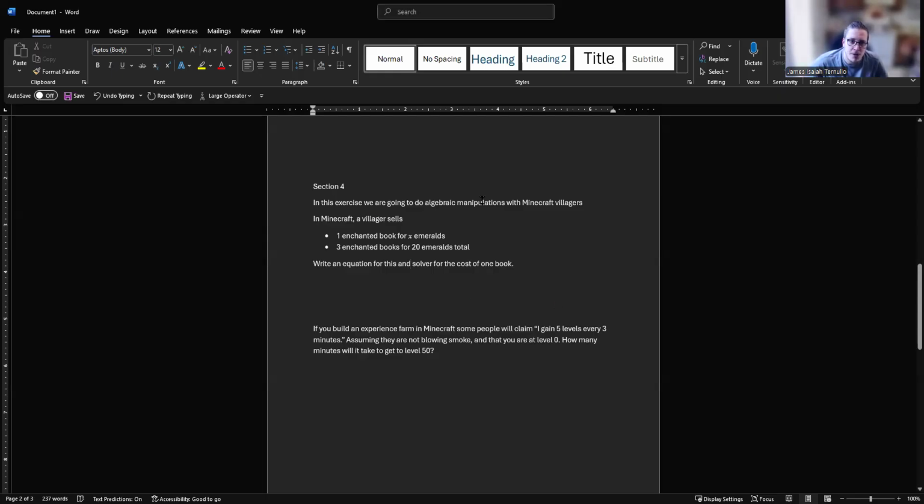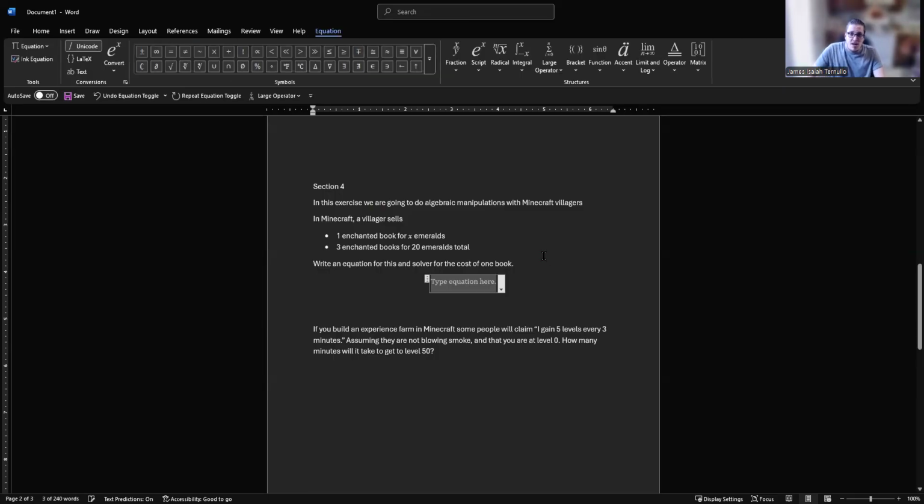So let's start with the first problem. It says in Minecraft, a villager sells one enchanted book for some unknown amount of emeralds. Because you gotta become friends with the guy, and you get a discount if you just do good business with him, right? So, we'll not make any assumptions, but we'll say that three enchanted books cost 20 emeralds total. We want to write an equation for this and solve for the cost of one book.